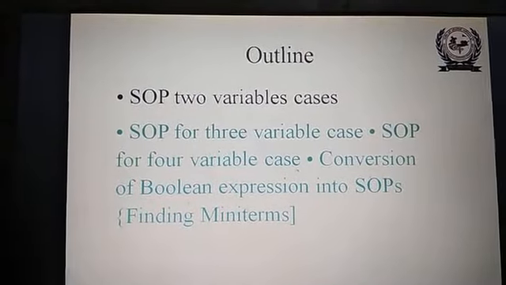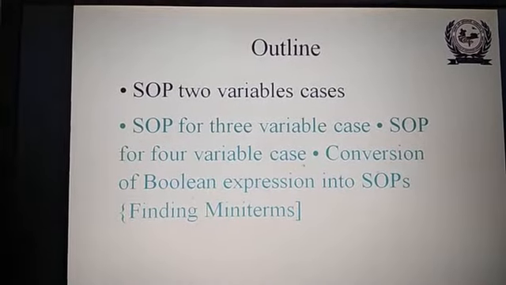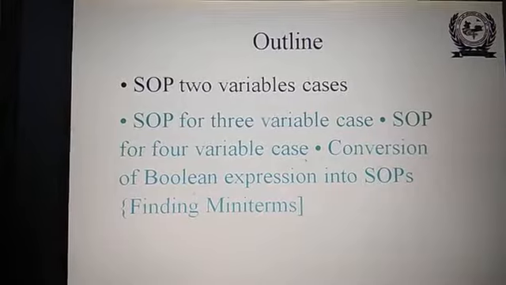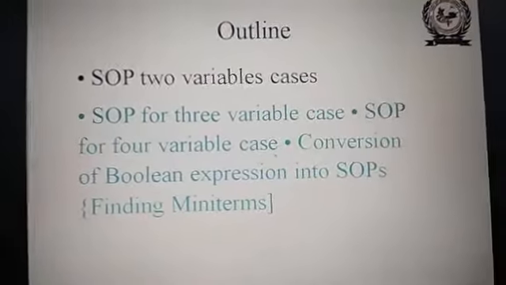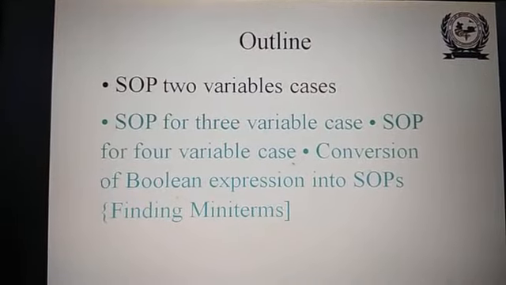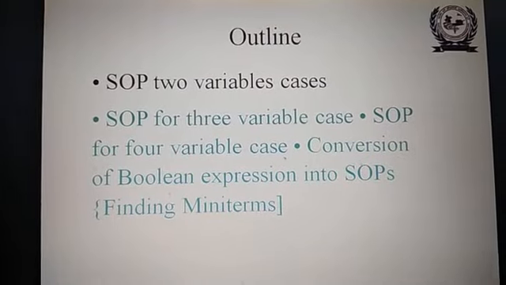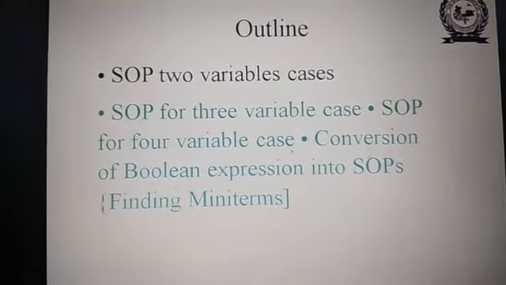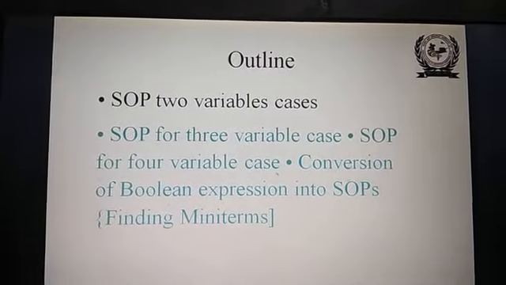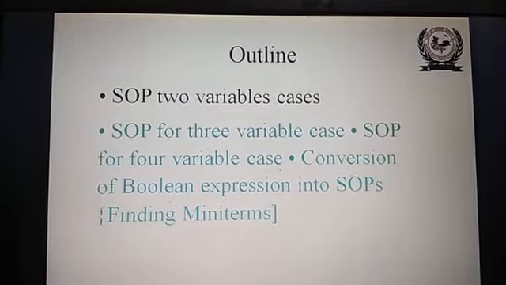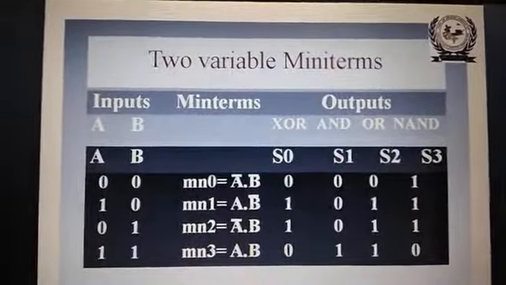Today's discussion outline: SOP, 2 variable cases, sum of product of the 2 variable cases, then sum of product for the 3 variable cases, sum of product for the 4 variable cases, and conversion of Boolean expression into SOPs. That means finding the min terms. POS is the max term, SOP is the min terms. Let us see this table.